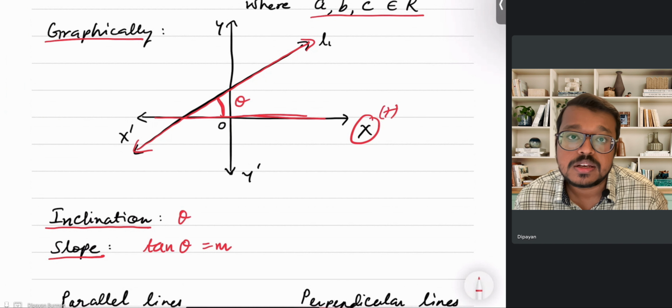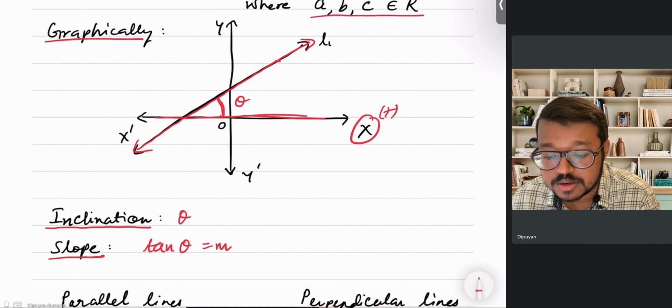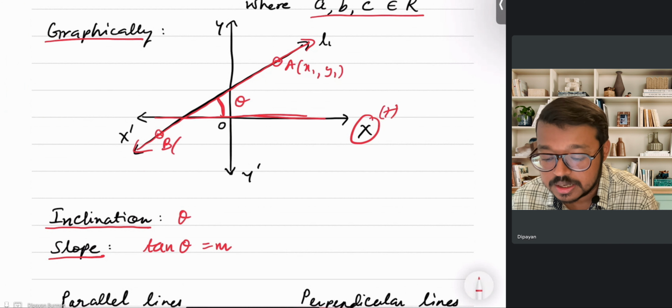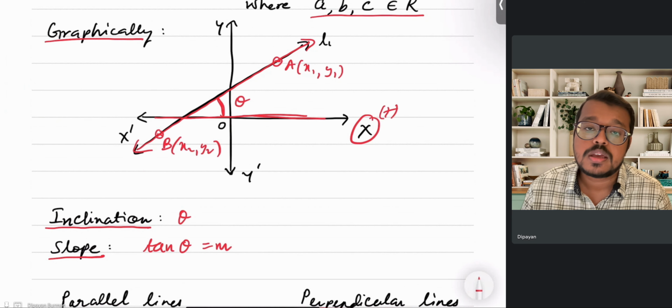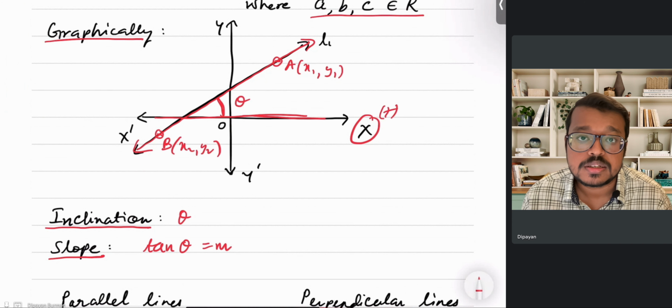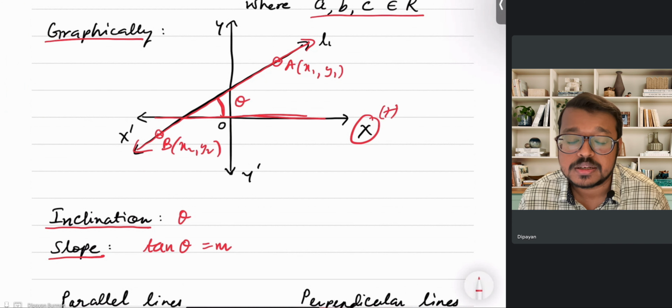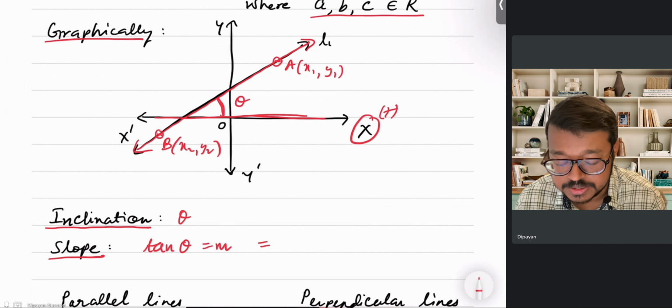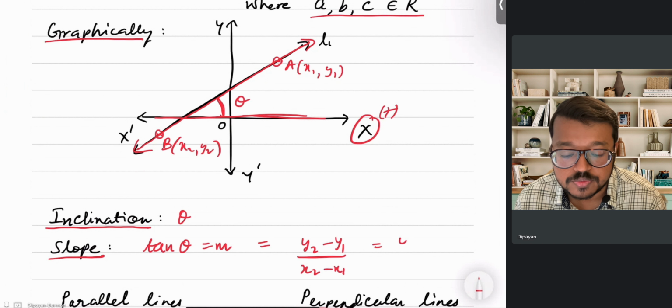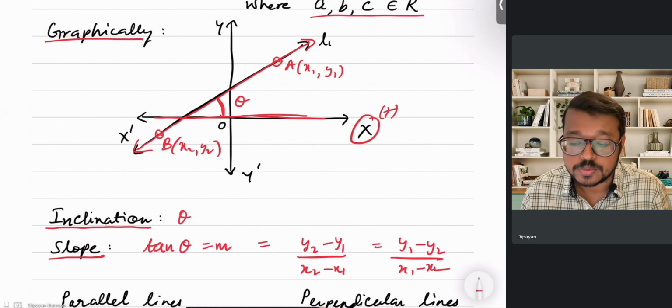Now suppose I knew the coordinates of 2 points on the line, or I knew two solutions to the linear equation. For example, if I take a coordinate A (x1, y1) and another coordinate B (x2, y2). If I know that these 2 points are on the line, then the slope of the same line is equal to the difference of the y coordinates, y2 minus y1, divided by x2 minus x1. It is also the same as y1 minus y2 by x1 minus x2. So this is the concept of slope.